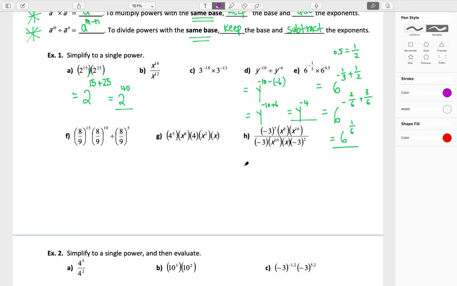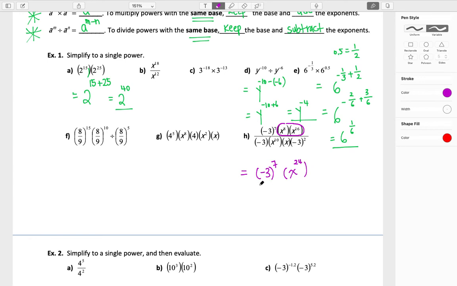What about letter h? Let's simplify the top and the bottom separately. For the top, it looks like these two have the same base. So negative 3, 7. And then x, 8 plus 16, which is 24.